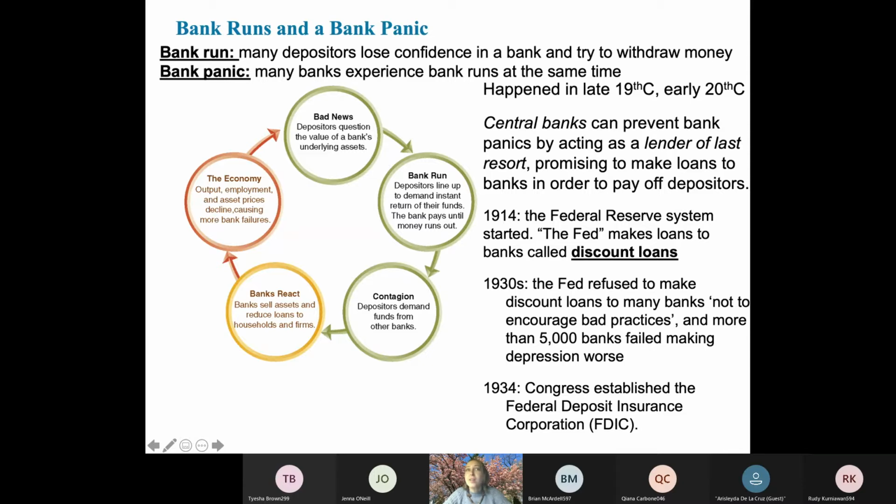And then a panic starts, and other banks or depositors at other banks also run to withdraw their cash. And then the entire banking system can collapse. One after another, it's called contagion. Banks can fail. So there needs to be some oversight. There needs to be some insurance.